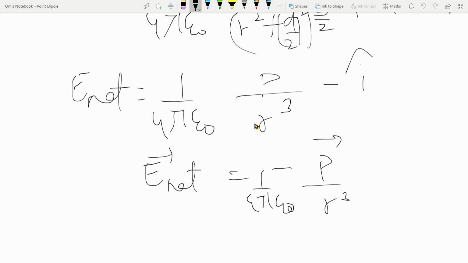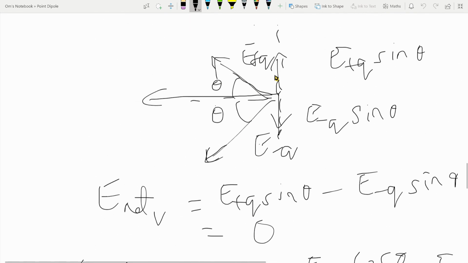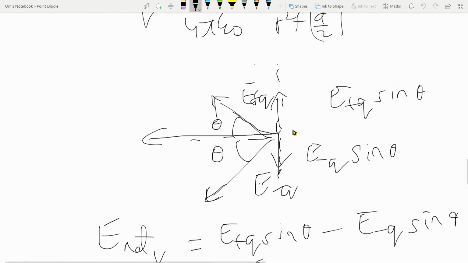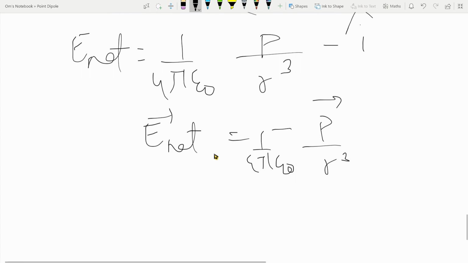And you can clearly see why it is so from the diagram, because although the dipole moment is along this direction, in the electric field, when we do the resolving of the vectors, it turns out to be along minus I cap. So that is why the electric field is along minus I cap and along minus p vector. That is the dipole moment vector. So I think that's pretty much it for this video.